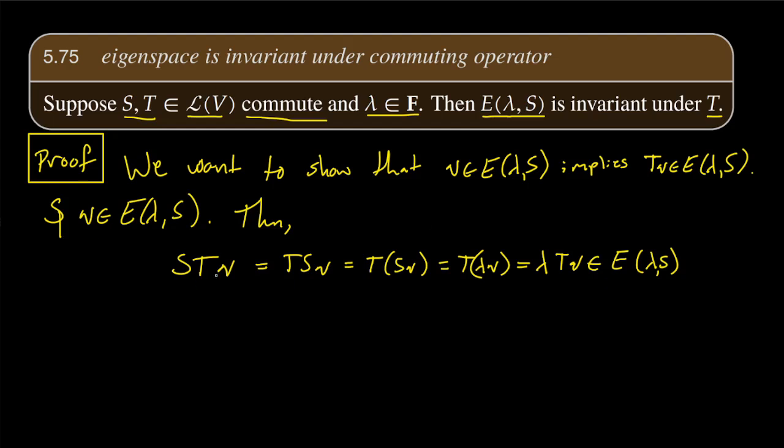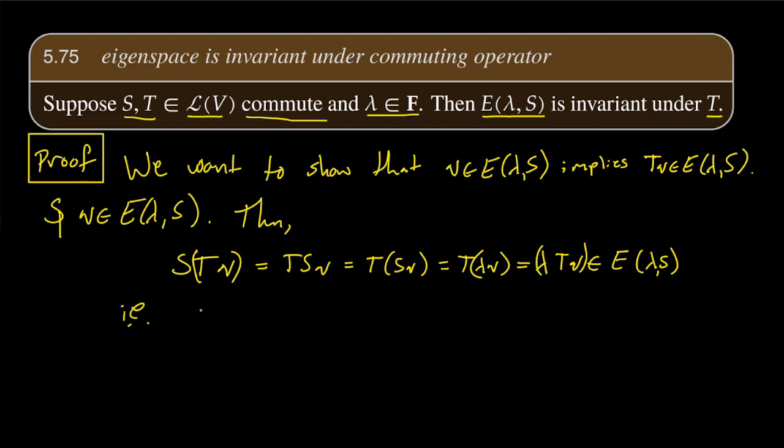We mapped it through ST. We were able to flop things around. And this got us a lambda of Tv. That is, we took S of Tv and we got lambda of Tv. That is, we got a scalar multiple of the thing we plugged in, and that scalar was lambda.